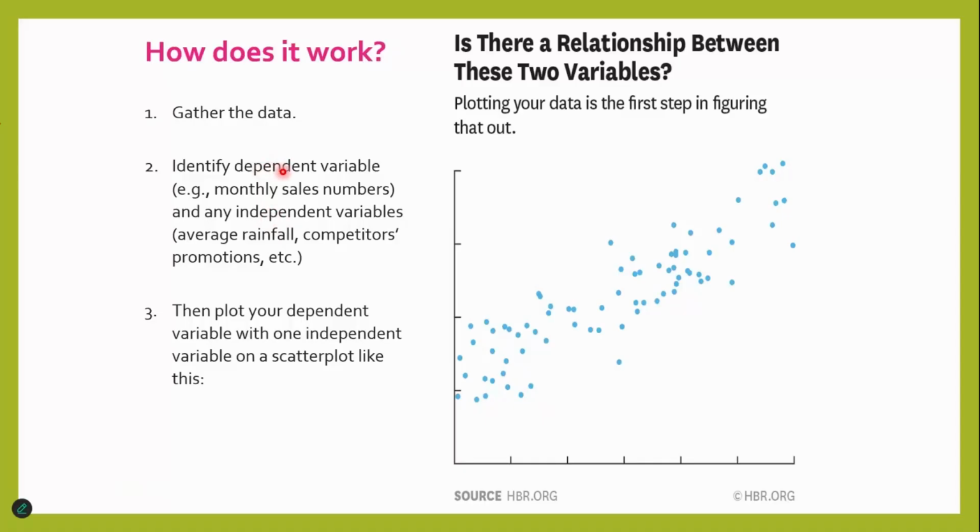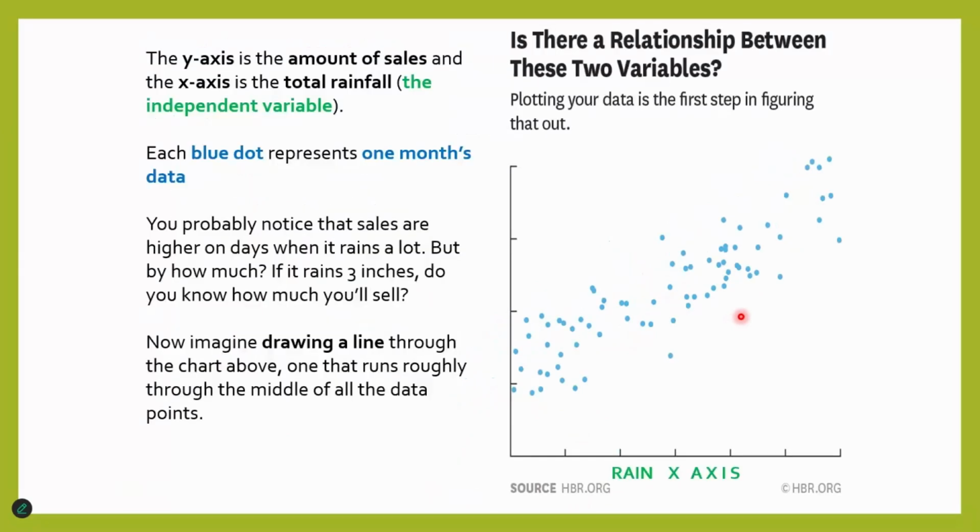So what should be my dependent variable? Dependent variable always goes here, okay? And then independent variable goes here. And then you plot the dependent variable with one independent variable, you get a scatter plot like this. So we call this a scatter plot because all the data points are scattered here and there like this, right? So we call this a scatter plot.